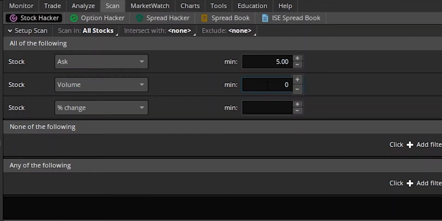Next, you want to select volume. This basically tells you how many people are trading the stock. I recommend setting it to a volume of at least 10,000 or more, because if the volume's too low, you might have a hard time selling your stock.